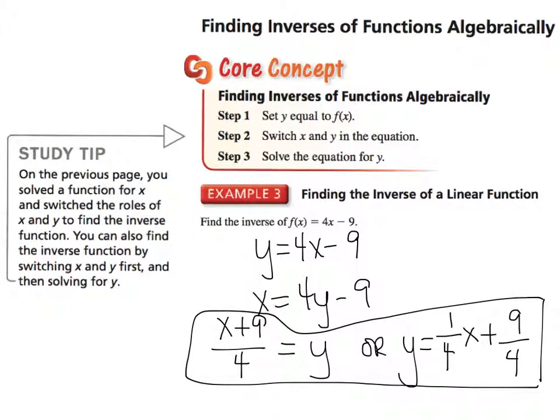It's fairly easy. So, as review. Step 1, you replace the f of x with a y. Step 2, switch the x and y around. And step 3, you solve the equation for y.